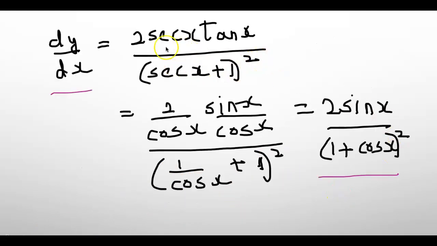You can simplify it. You can write sec as 1 by cos, tan as sin by cos. So the cos squared x gets cancelled and you get 2 sin x by (1 plus cos x) the whole squared.